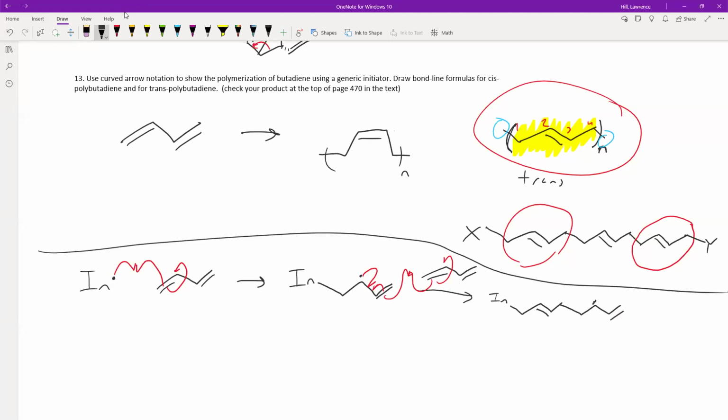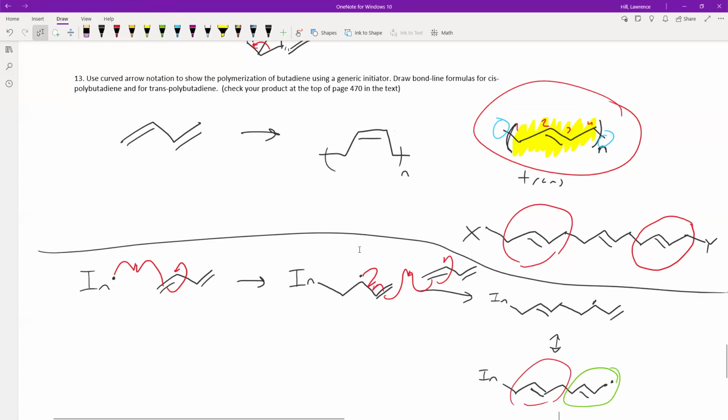So what I did was I drew the resonance structure. You can know this is one resonance structure. The other resonance structure that you could draw would have the radical on the end carbon. So here are your first 4 carbons from butadiene. Here are your second 4 carbons from butadiene, and so on and so on. Okay, so that's how we form the trans product.